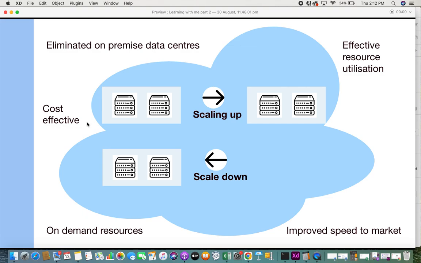So it's cost effective. Also, there are on demand resources, since whenever you want to scale up or down, you can do it. It's on demand and according to your needs. That's possible, as well as improved speed to market. Whenever you have these demands and needs, you can always scale up faster and quicker, accommodate the demands of the market, and go out to the market quicker. So these were some advantages of cloud.